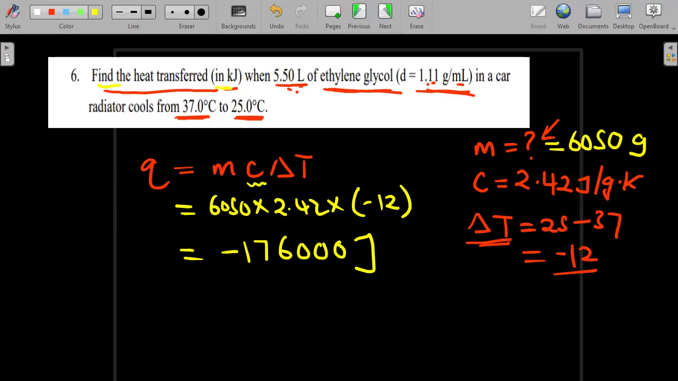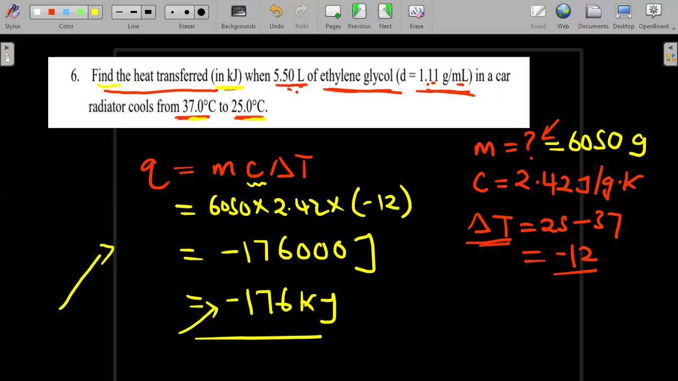But remember, they said the answer should be in kilojoules. So we have to divide this number by 1,000. So I'm going to get minus 176 kilojoules. This is the energy that was transferred when the car radiator cooled from 37 degrees Celsius to 25 degrees Celsius. This value is negative here because heat was being lost from that radiator. No wonder it's cooling here from 35 to 25, because heat is coming out of that radiator. No wonder we are seeing a negative sign in front of this heat, meaning it's coming out like that.